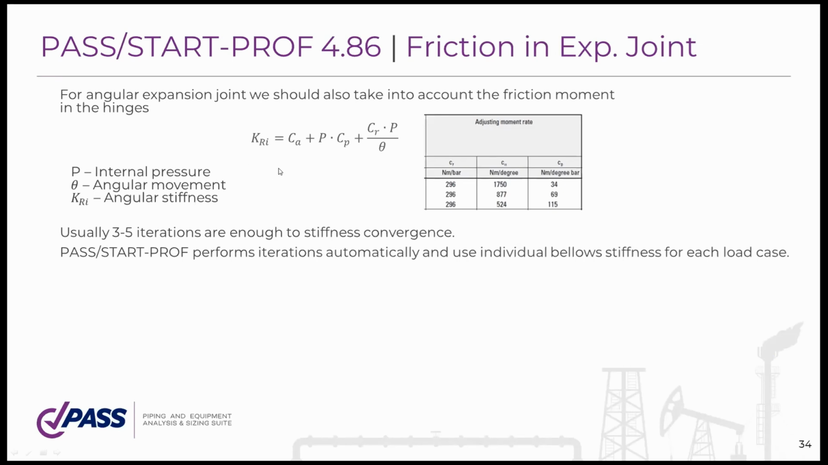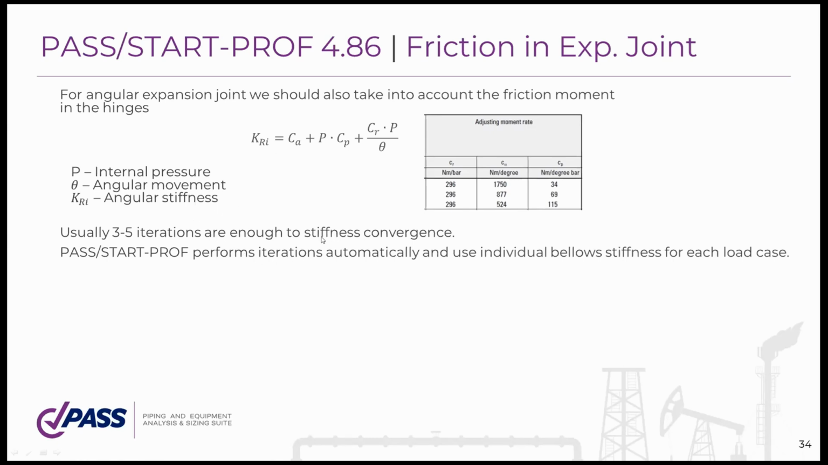The more detailed information you can find in my training course on udemy.com. And here the main idea is that you should take the stiffness value of this expansion bellows using the basic value, multiplied by an additional factor that considers the pressure stiffening effect, and an additional factor that considers friction. Here you see this factor, the pressure and the rotation angle, but the rotation angle depends on analysis results. So we should perform analysis, get the angle, then apply it here, change the stiffness of this expansion joint, then perform analysis again. So we need to perform several iterations.